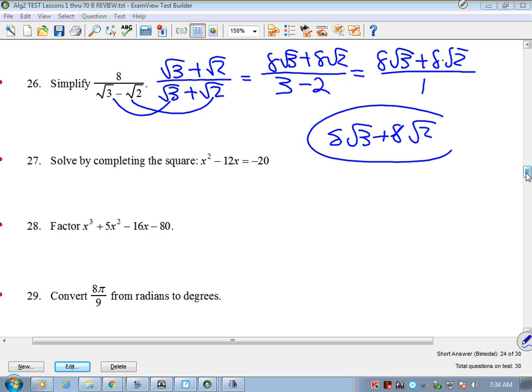If you cannot show me the denominator and how that works, you will get that wrong. Don't just assume that it's the numerator times the conjugate of the denominator, and then you're done. It doesn't always work that way. So you've got to show me the complete work.